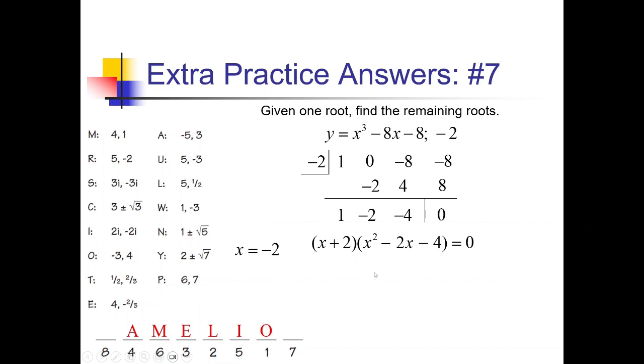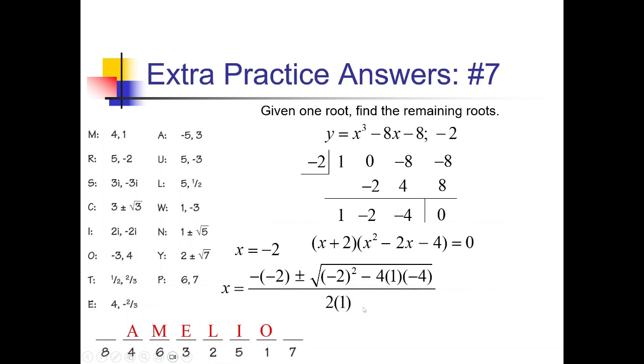So we have x equals negative b, so negative 2, plus or minus the square root of b squared, so negative 2 squared, minus 4 times a, which is 1 in this case, times c, which is negative 4, all over 2 times a, which again, a was 1. So simplifying, we've got a positive 2 out there, plus or minus square root of, this is 4, and then minus 4 times 1 times minus 4 is a plus 16, all over 2. So this is a 20 inside that square root.